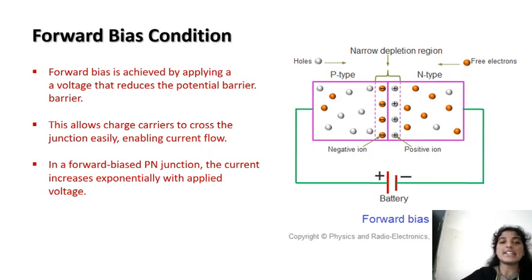Forward bias condition. Forward bias is achieved by applying a voltage that reduces the potential barrier. This allows charge carriers to cross the junction easily, enabling current flow. In a forward biased PN junction, the current increases exponentially with applied voltage. Here in the diagram, we can see clearly that P is connected to positive and N-type is connected to negative.